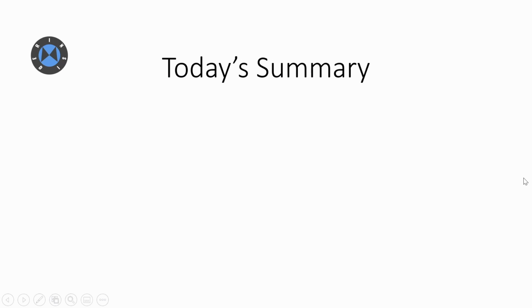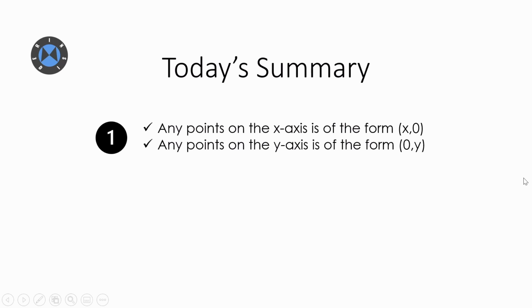So what we have learned today, we can summarize as follows. We have again taken up a few examples on any point on the x-axis being of the form x and 0, and any point on the y-axis being of the form 0 and y. We have taken the second condition. We have taken an example to solve it. The similar example can also be solved using the first point, that is, any point lying on the x-axis taking the form.